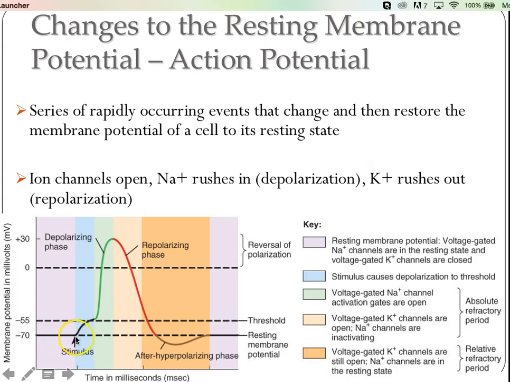Then, at the start of this blue, some sort of stimulus comes in, whatever that may be, depending on where you are. It causes the membrane to start depolarizing. Once we hit -55 millivolts, those voltage-gated sodium channels open. Choom! Lots of sodium comes rushing into the cell, and we go to +30 millivolts. At that point, the sodium channels close and the potassium channels open.